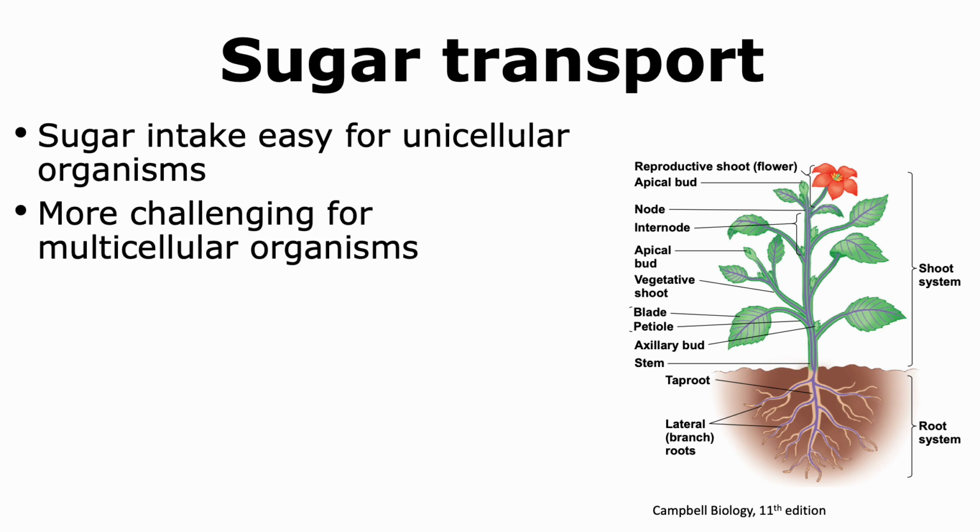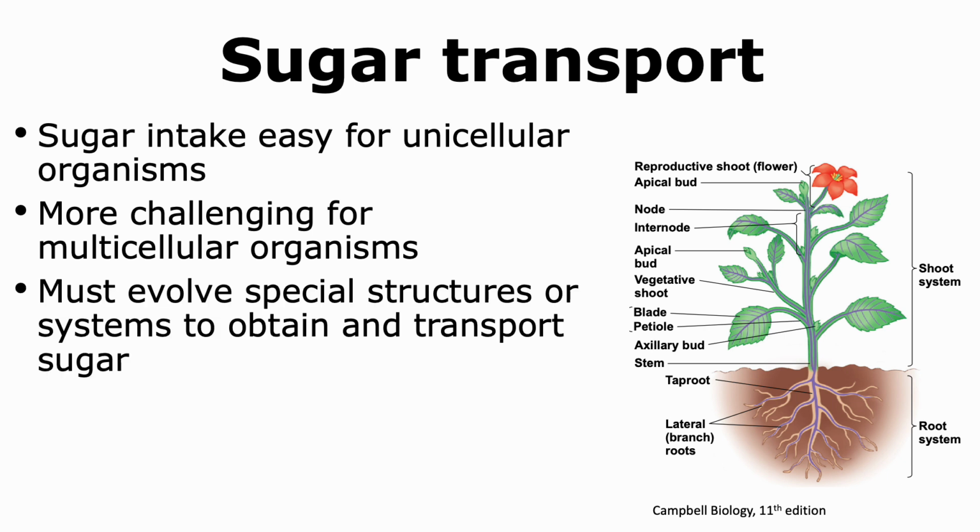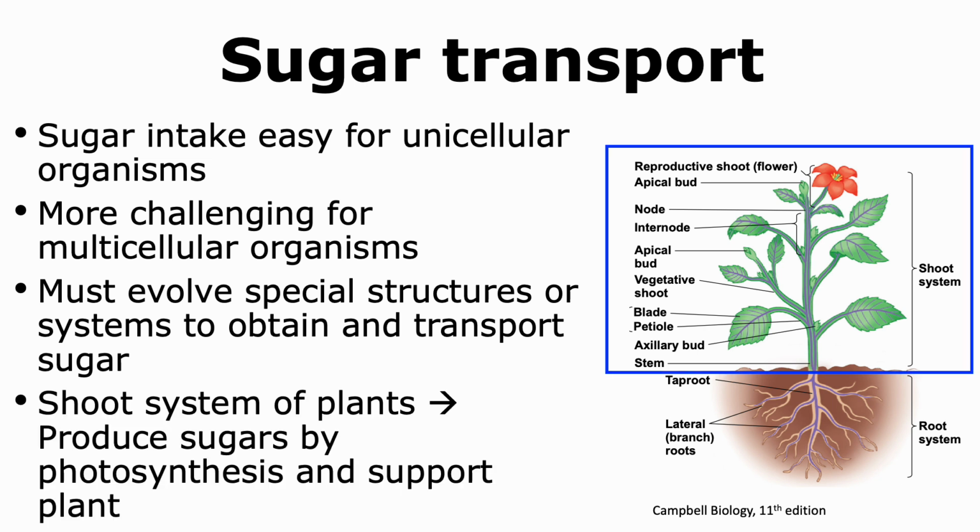It is, however, more challenging for multicellular organisms, and hence they must evolve special structures or systems to obtain and transport sugar. In the case of plants, plants have evolved a shoot system. This is especially seen in vascular plants. The shoot system produces sugars by photosynthesis and also plays important roles in supporting the plant.